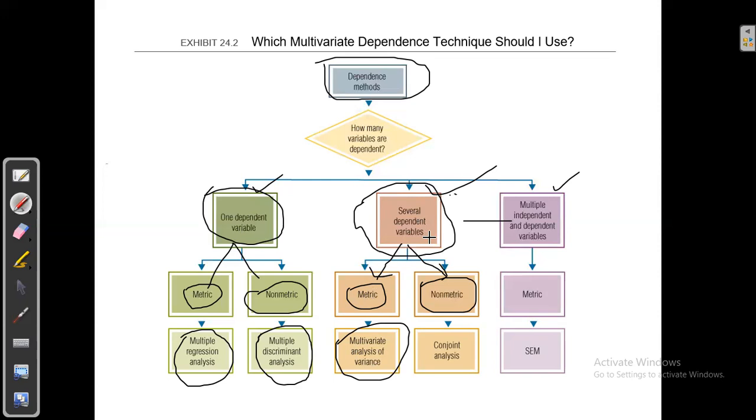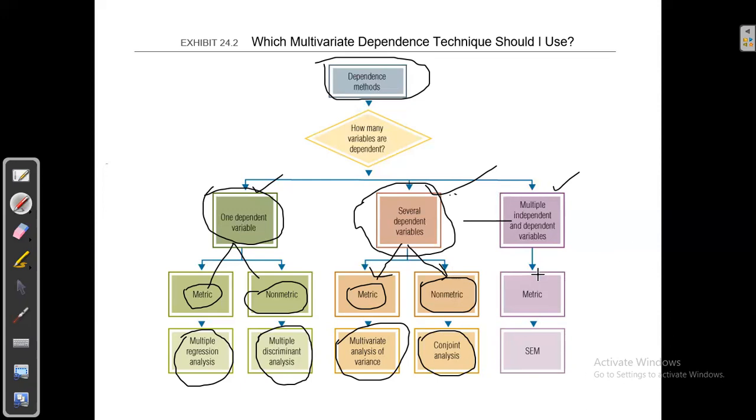But if your different dependent variables are more than one and they are qualitative rather than quantitative, then you will be using a technique that we call conjoint analysis. When the time comes, I will be telling you, for example, what sort of problems are addressed with the help of conjoint analysis.